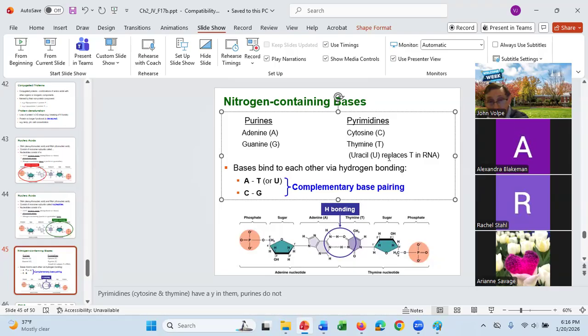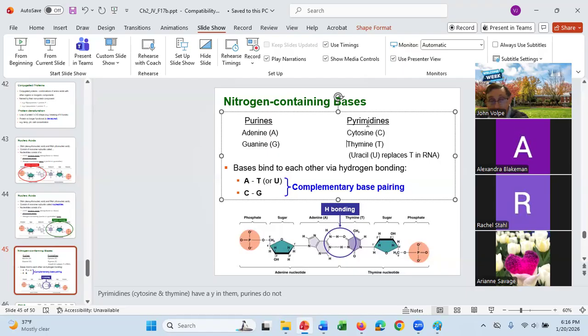And how you can remember that uracil is a pyrimidine is uracil replaces thymine in RNA, and thymine has a Y in it, so uracil and thymine are pyrimidines. Any question about any of that?